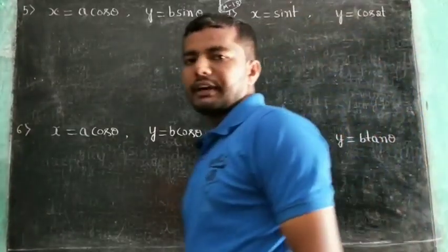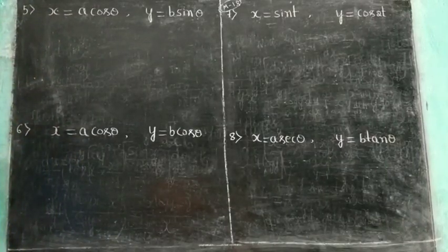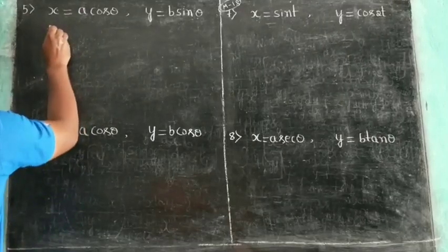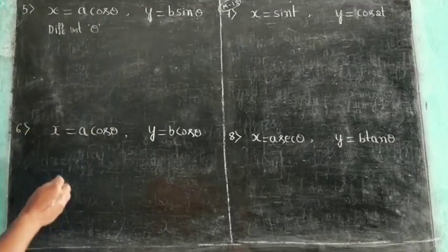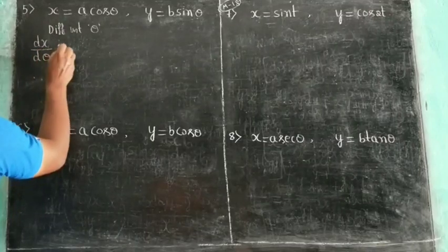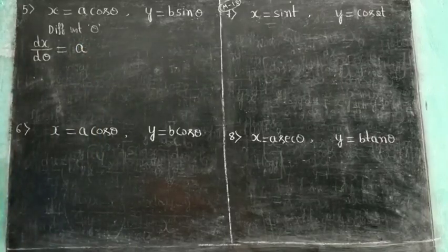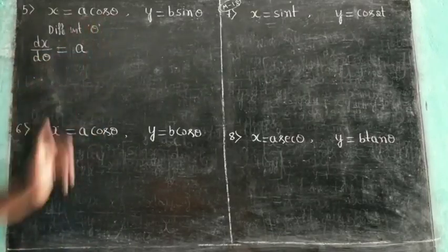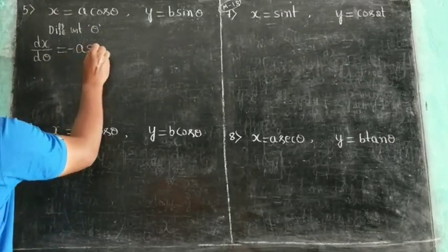Next, fifth one, if x is equal to a cos theta, y is equal to b sin theta. Here the parameter is theta. So differentiate with respect to theta. The derivative of x with respect to theta is dx divided by d theta is equal to, here a is a constant. The derivative of cos theta with respect to theta. The derivative of cos x is minus sin x. So minus sin theta.